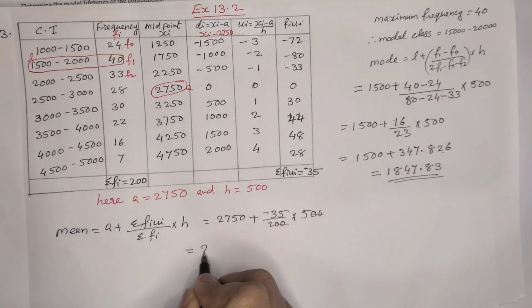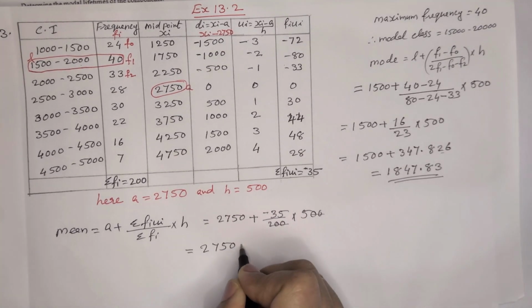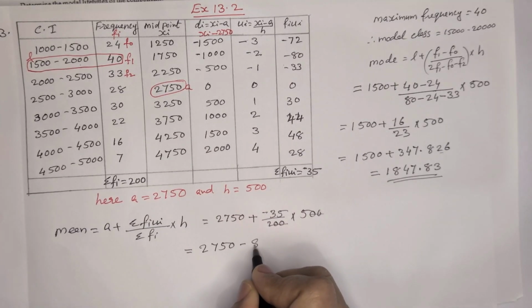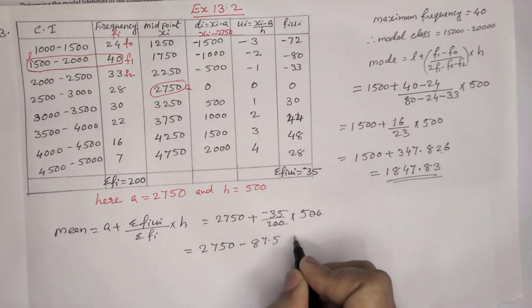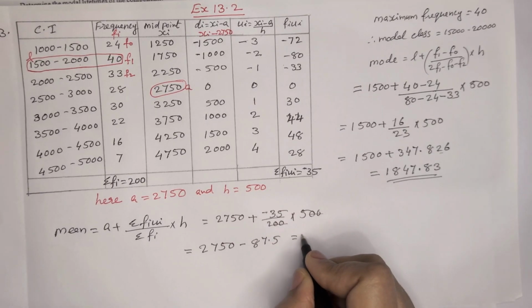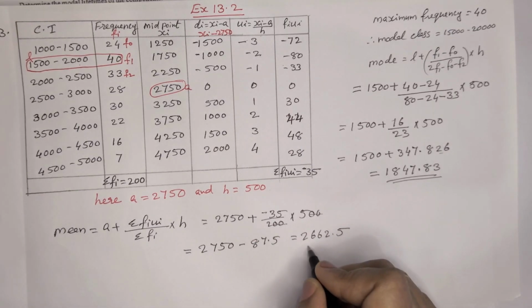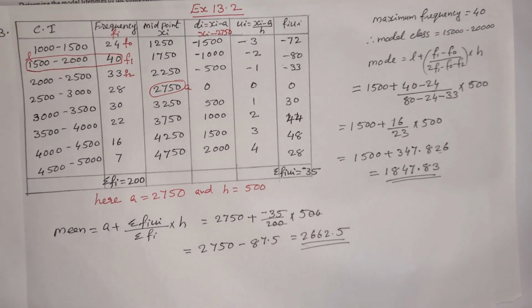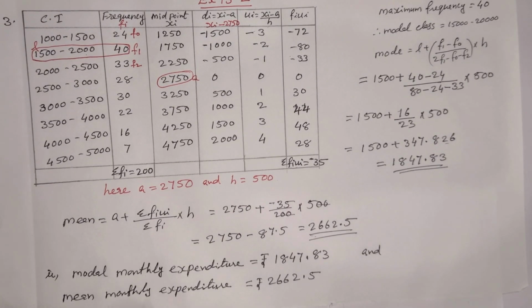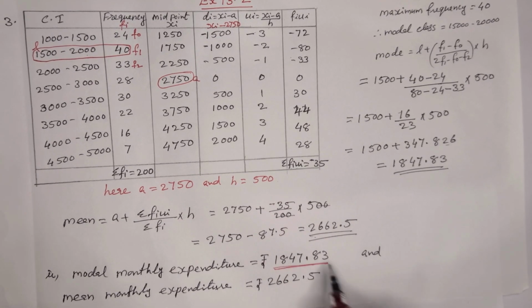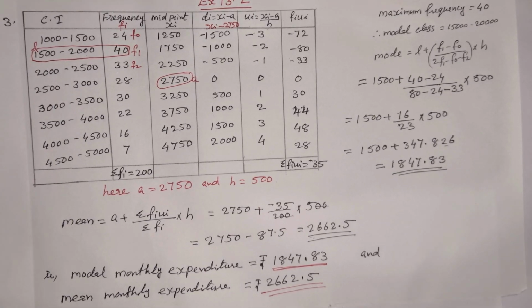So which is equal to 2750 minus, when we are simplifying this, 87.5, which is equal to 2662.5. That is, modal monthly expenditure is equal to 1847.83. And mean monthly expenditure is 2662.5 rupees.